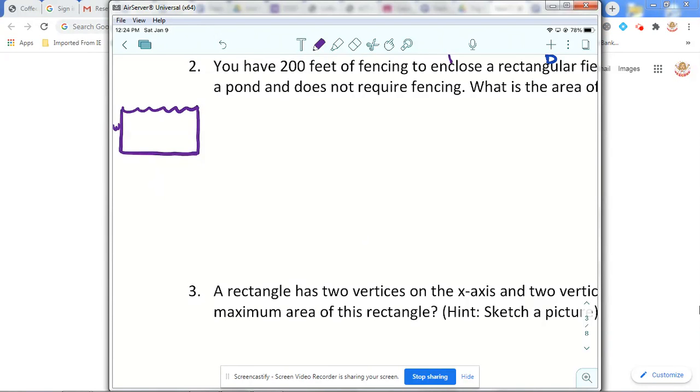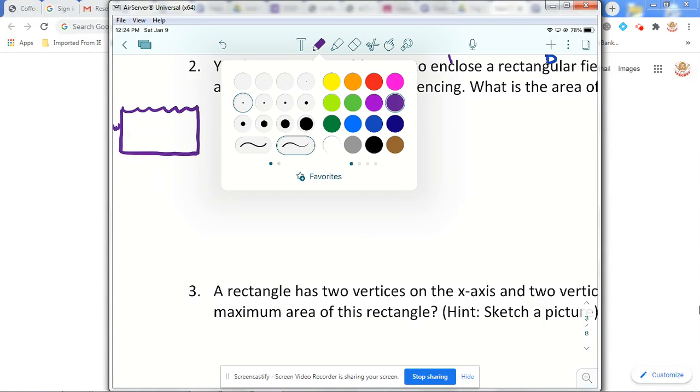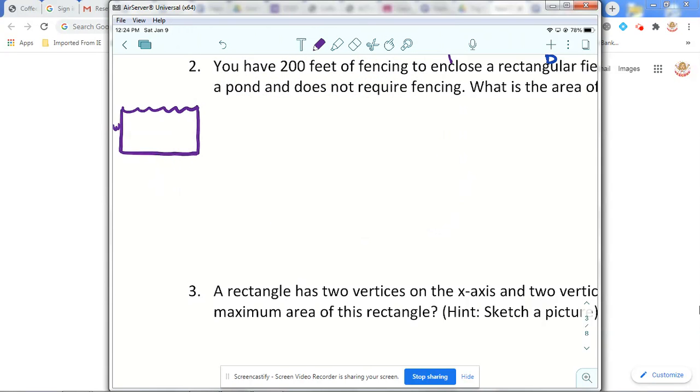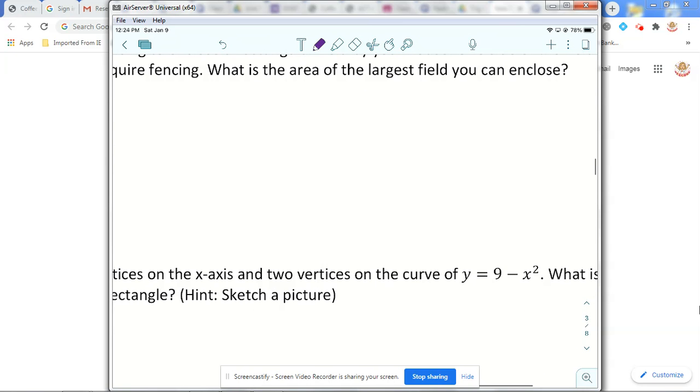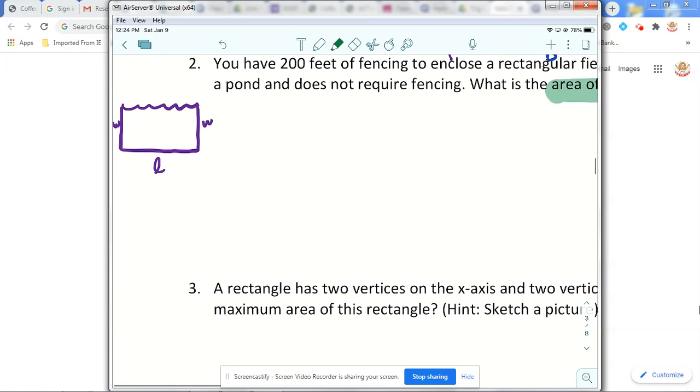All right, so I'm going to pick back up on this example. So finish drawing your diagram, and then this will be 2 widths and 1 length of fencing. Okay, so we have to figure out our equation that we want to maximize. And so we have to look back in the problem that it does tell you to find the maximum area or the largest area of a field that you can enclose. So our equation is going to be the area of a rectangle equation.